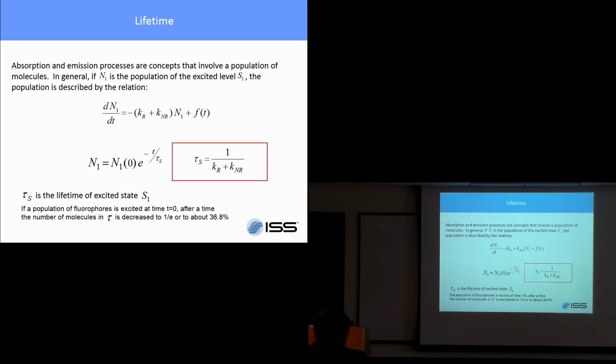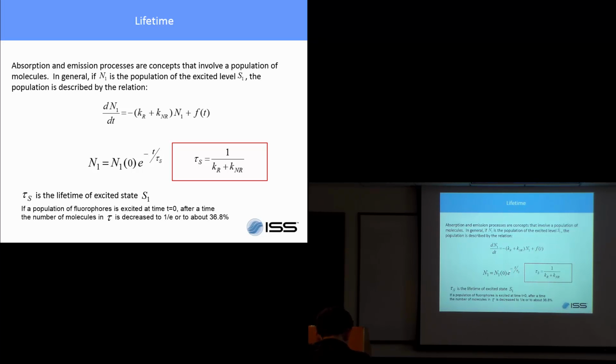Well, let's forget about this function. This is an equation that is easy to solve, and this is the solution. The solution is an exponential decay, where tau is equal to the inverse of the sum of the decay rates, radiative and non-radiative. This is the decay time of the molecule. In other words, we can depict this on a graph. It has an exponential decay.